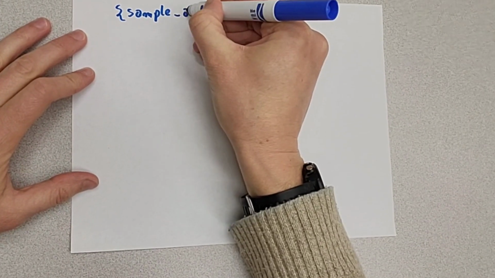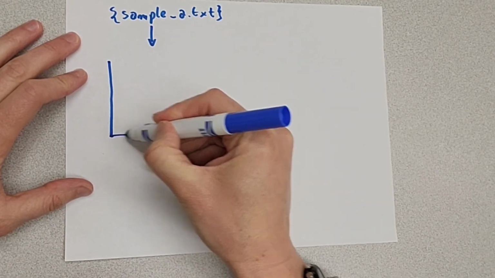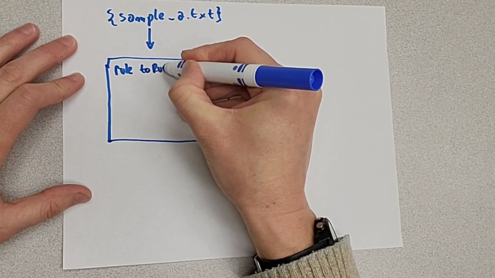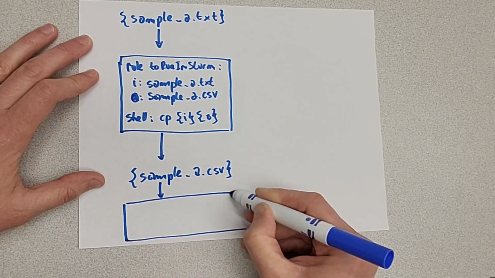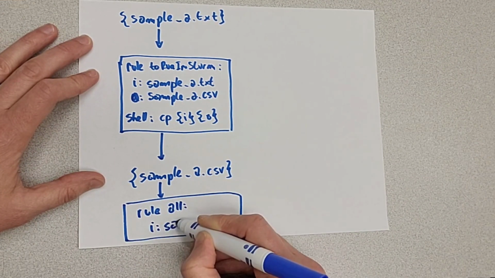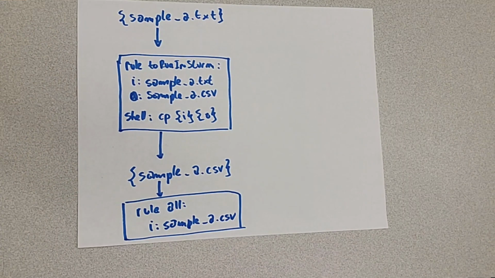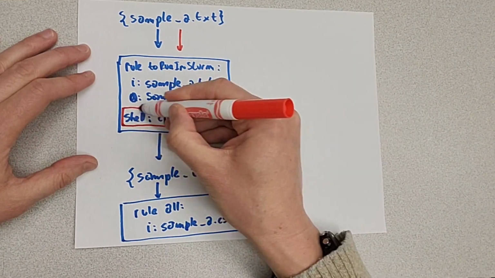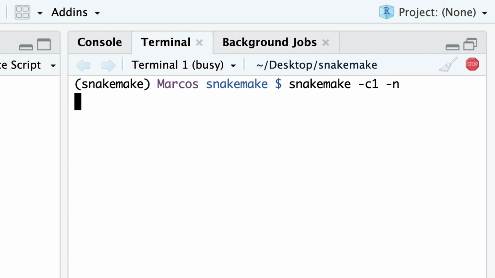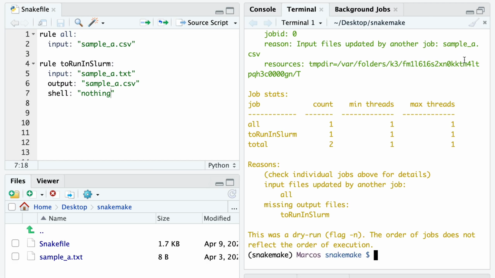We have a rule called to_run_in_slurm that takes sample_a.txt as input and outputs sample_a.csv. The rule all specifies sample_a.csv as the input, ensuring that this to_run_in_slurm rule gets executed. So now let's use the dry run command to preview our workflow. By running snakemake -n, we can see the steps that will be executed without actually running them.